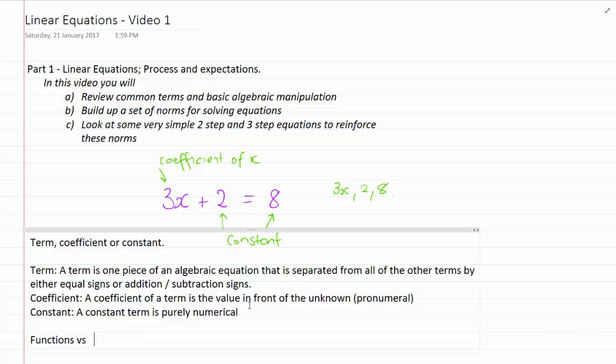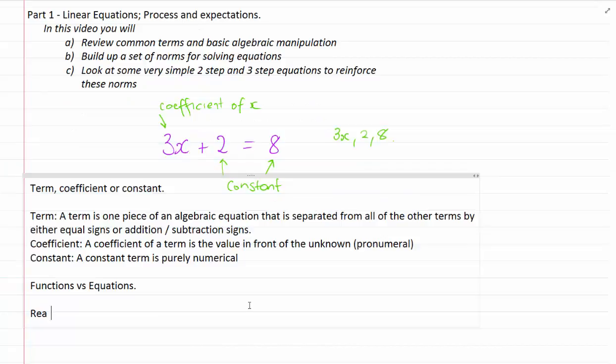Functions versus equations. You'll also need to know about functions versus equations. A function typically relates two or more variables and is sometimes called a relation. An equation, on the other hand, will be solvable. So an equation will be something that you can solve for the unknown values. In this case, this is an equation because we can rearrange and we can solve for x. You may be asked to rearrange, to substitute, or to solve. And you'll need to know the difference between these three things.